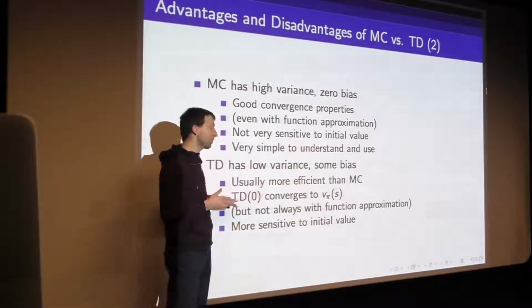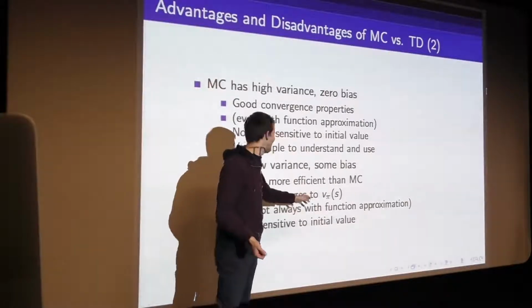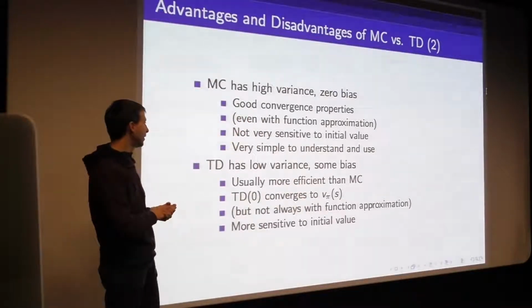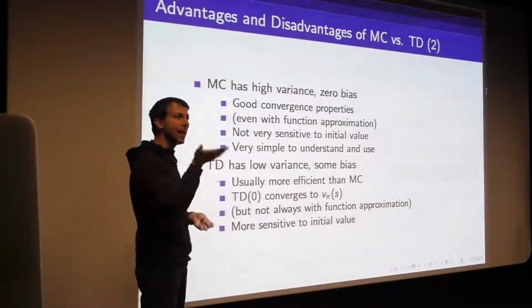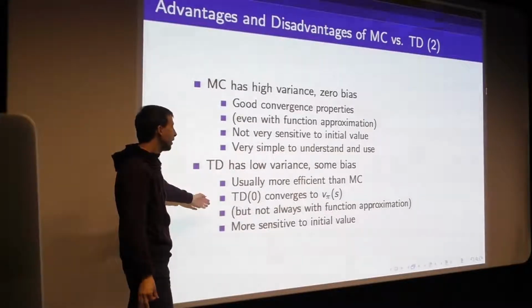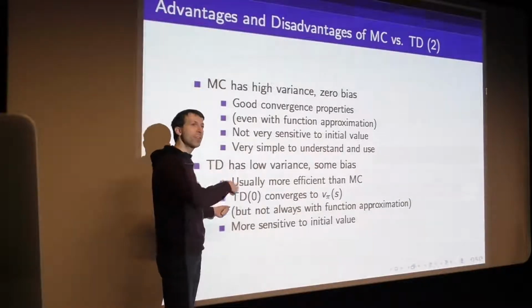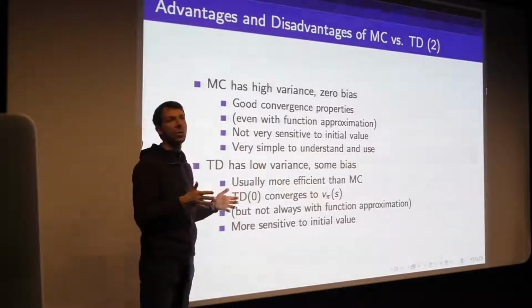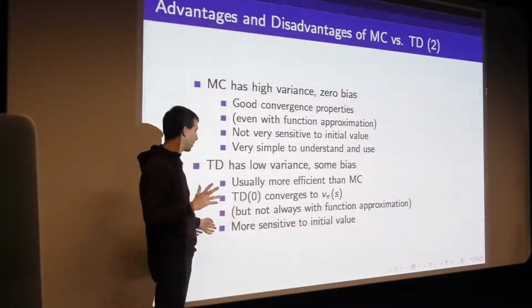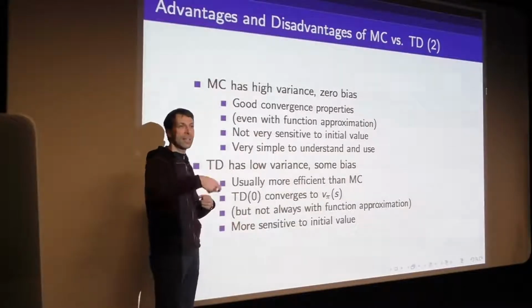And for the special case we're looking at, policy evaluation using table lookup, it converges to the true value function. I'm not going to prove it, but this was proved by Peter Dayan, one of the first people to prove this for the general case. But not always with function approximation. There are special cases, which we'll see, where the bias in TD leads to the algorithm not behaving in the way that we would like. But these are quite specific cases that we'll start to address in the next couple of lectures. And it's more sensitive to the initial value because it is feeding off itself in this way.